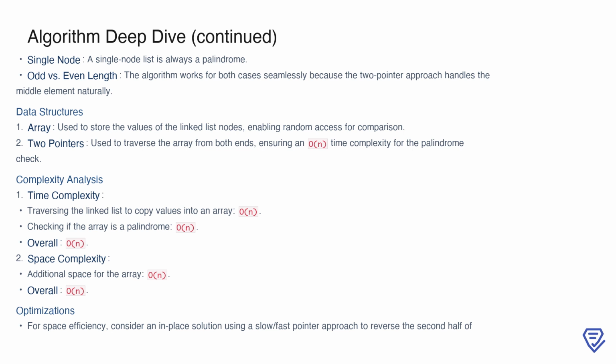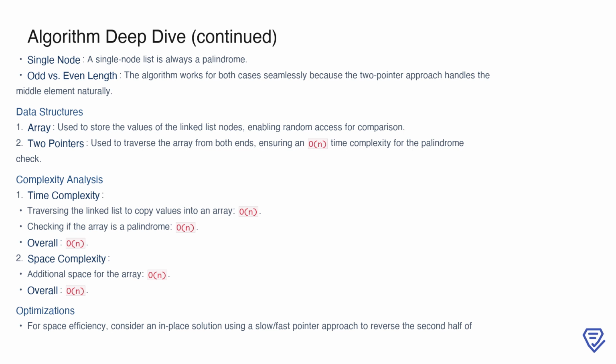The time complexity of this algorithm is O(n), where n is the number of nodes in the linked list. This includes the traversal to copy values into the array and the subsequent palindrome check. The space complexity is also O(n), due to the additional storage used for the array. While this approach is efficient in terms of runtime, its space usage can be a limitation.